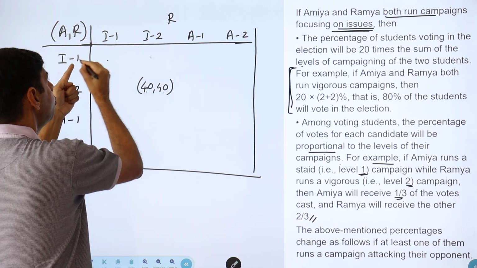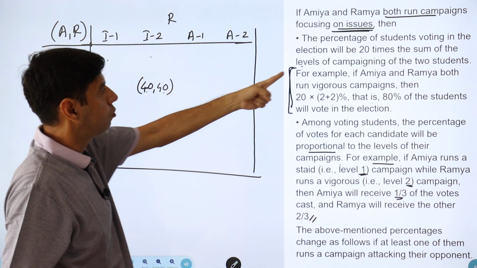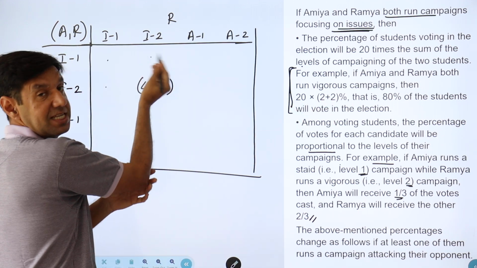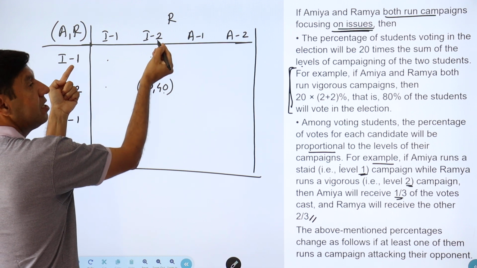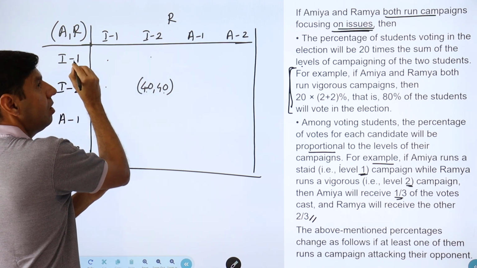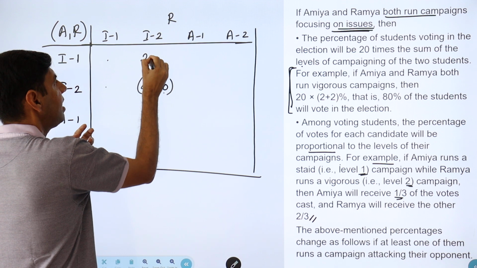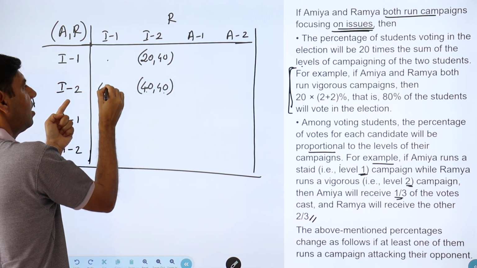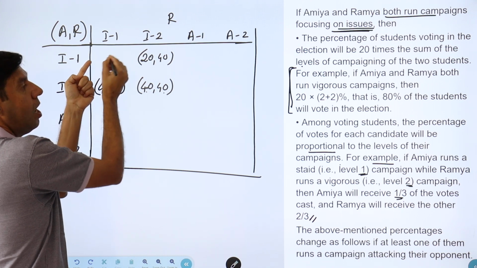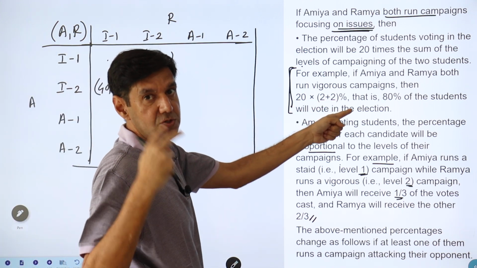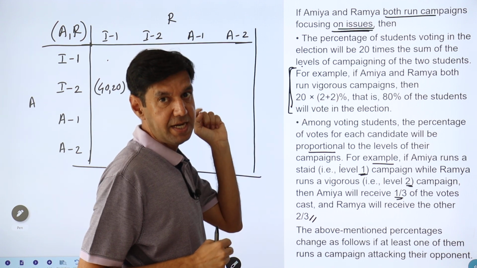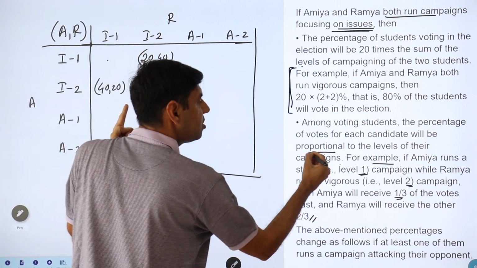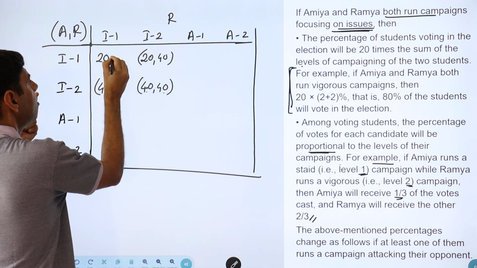Okay, and what happens for the other? Let's see. If it is 2, 1 or 1, 2, the sum will become 3. 3 into 20, 60. So 60 will be divided in the ratio 1:2. So 1 will get 1/3 of 60, 20, and the other 40. And here 2:1, so this will be 40 and 20. Whereas here both are 1, 1, so the sum becomes only 2. 2 into 20 is only 40. So only 40% will vote, and they will be proportional to 1:1. So each will get 20, 20.